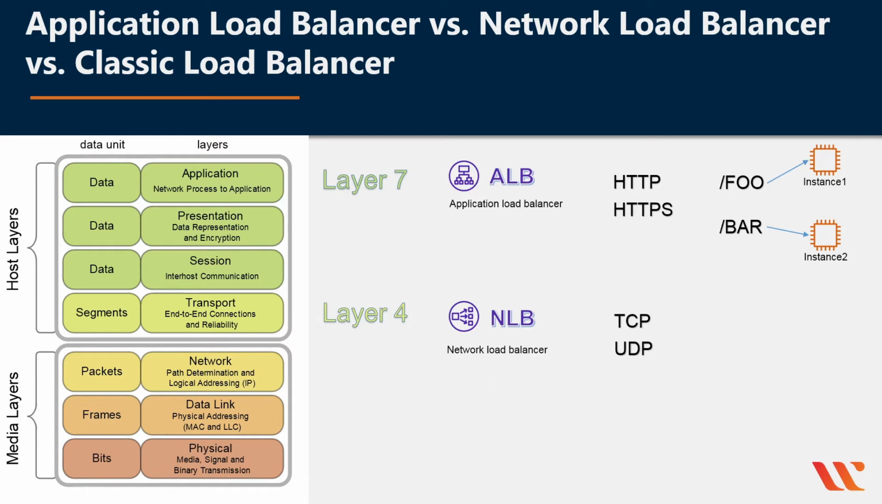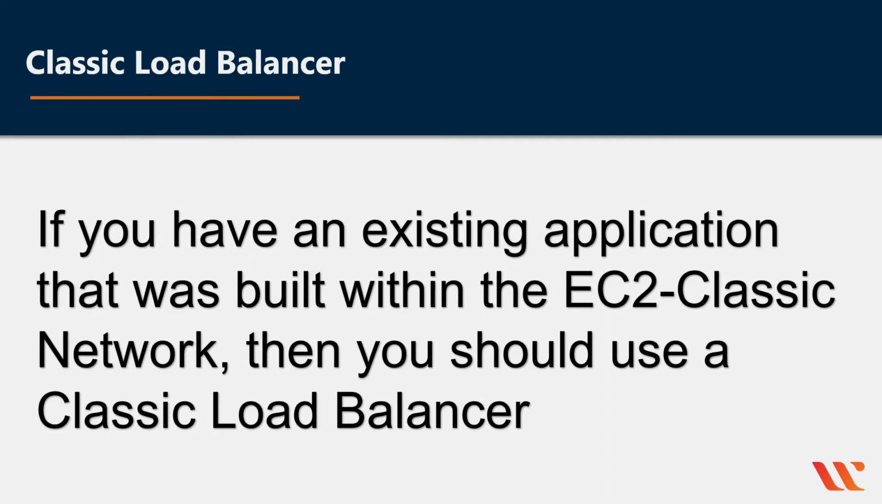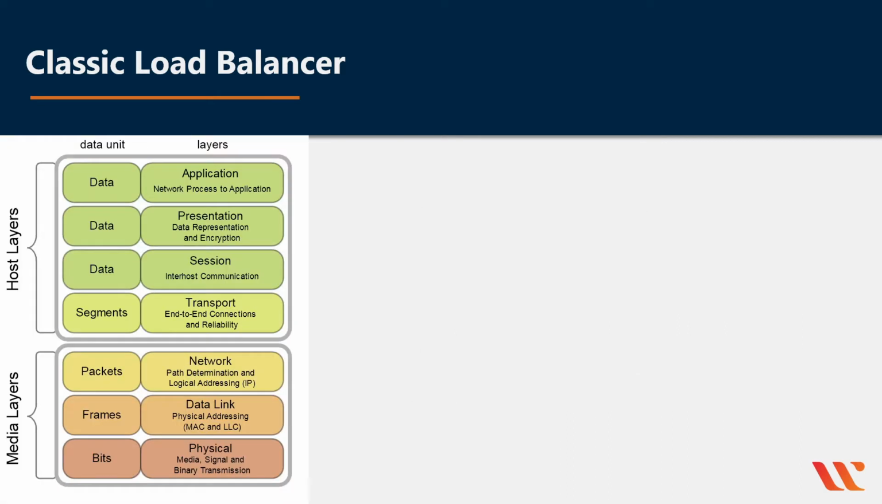Now, let's talk about the classic load balancer. Amazon recommends, if you have an existing application that was built within the EC2 classic network, then you should use a classic load balancer. The classic load balancer can load balance layer 7 HTTP and HTTPS and layer 4 TCP, but Amazon recommends an application load balancer for layer 7 and a network load balancer for layer 4 when using a virtual private cloud.